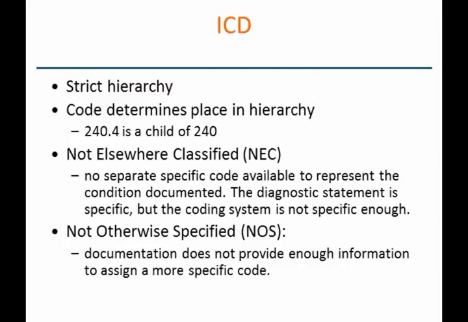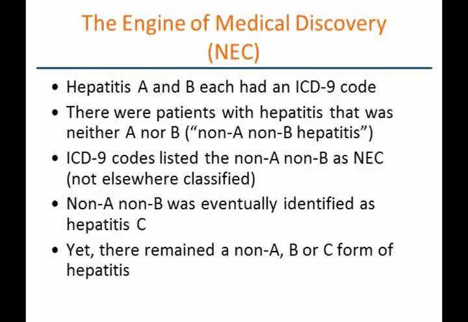I think a good example of not elsewhere classified is the hepatitis story, and I'd like to think about this in terms of the engine of discovery. Initially, there was hepatitis A and B, and each had an ICD-9 code. And there were patients with hepatitis that was neither A nor B. We literally called them non-A, non-B hepatitis. There were ICD-9 codes listed for non-A and non-B as NEC, not elsewhere classified. There was a code for A and a code for B, and if it wasn't A or B, then the patient was assigned the code of not elsewhere classified.